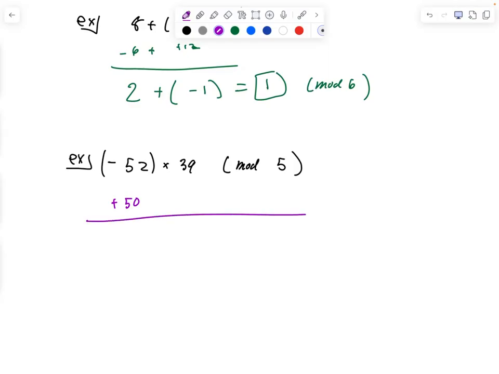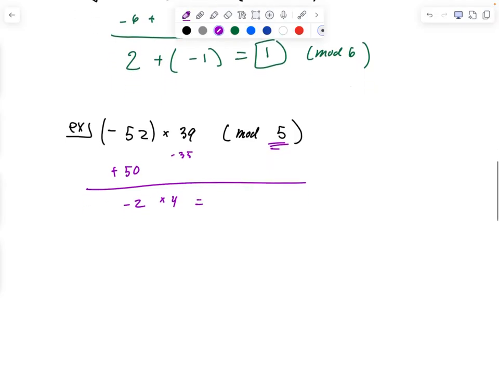I'm going to go with 50. That's going to give me negative 2. And for 39, I can add what? A multiple of 5. Or, I'm subtracting on this one, sorry. Minus 35, which gives me times 4. All right, negative 2 times 4 is negative 8. That's not our final answer, though.